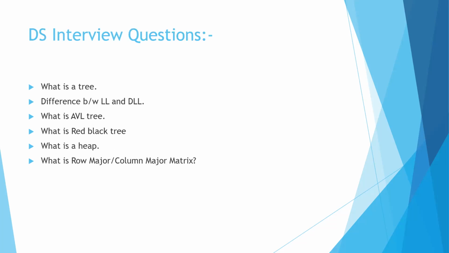Then the data structure interview questions. He asked me only simple questions. What is a tree? What is the difference between a singly linked list and a doubly linked list? What is an AVL tree? What is a red-black tree? What is a heap? What is row-major and column-major order in a matrix? I would say these are some of the important questions that interviewers usually ask.